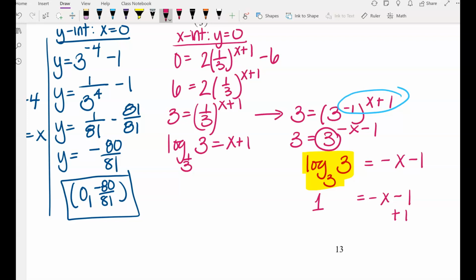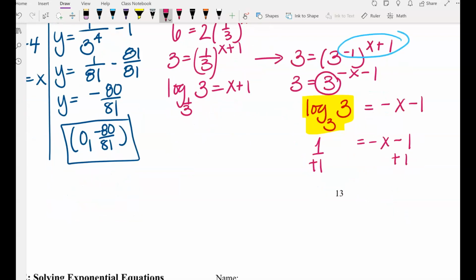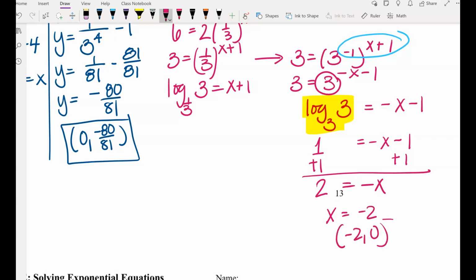So 1 equals negative x minus 1. So from here, I'm going to add 1 to both sides. So this is 2 equals negative x. Divide both sides by negative 1. x comes out to be negative 2. So your x-intercept is going to be (negative 2, 0).